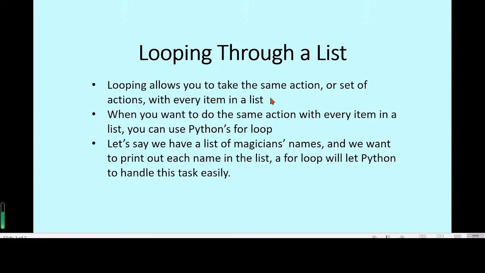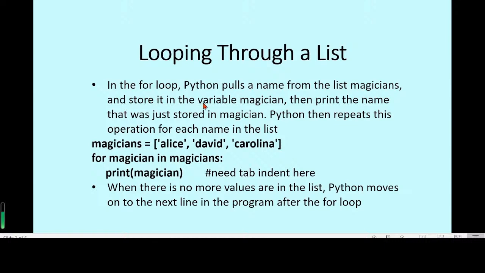Looping allows you to take the same action or set of actions with every item in a list. When you want to do the same action with every item in a list, you can use Python's for loop. Let's say we have a list of magicians' names and we want to print out each name in the list. A for loop will let Python handle this task easily. In the for loop, Python pulls a name from the list magicians and stores it in the variable magician. Then it prints the name that was just stored in magician. Python then repeats this operation for each name in the list.